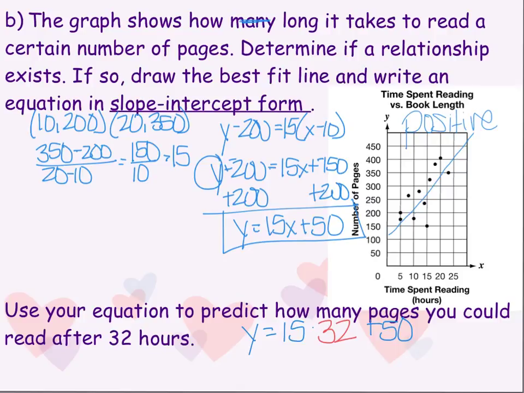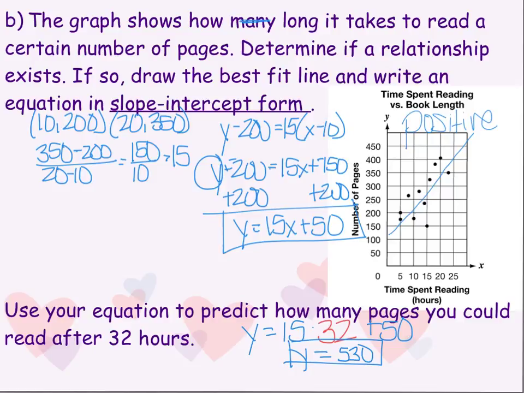When I actually calculate that, we end up with y equals 530. So your answers are not going to be exactly 530. Again, I'm going to be looking for close. I'm trying to think about previous answers. I would say anywhere between 450 and about 650 is probably a good answer.